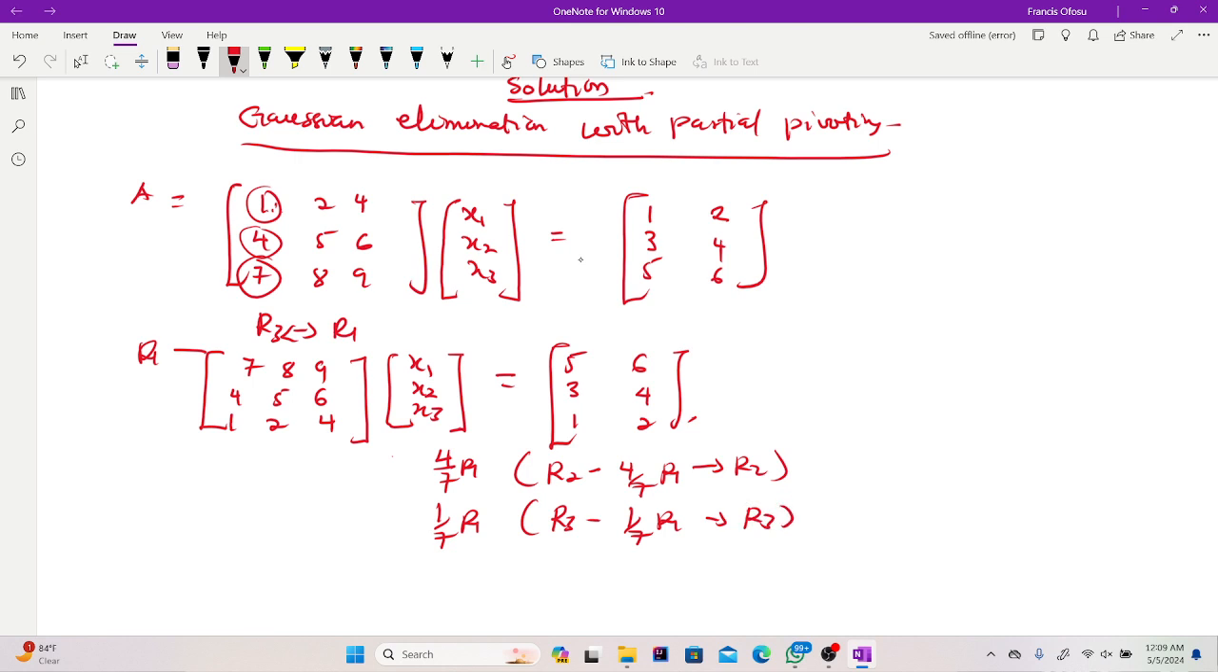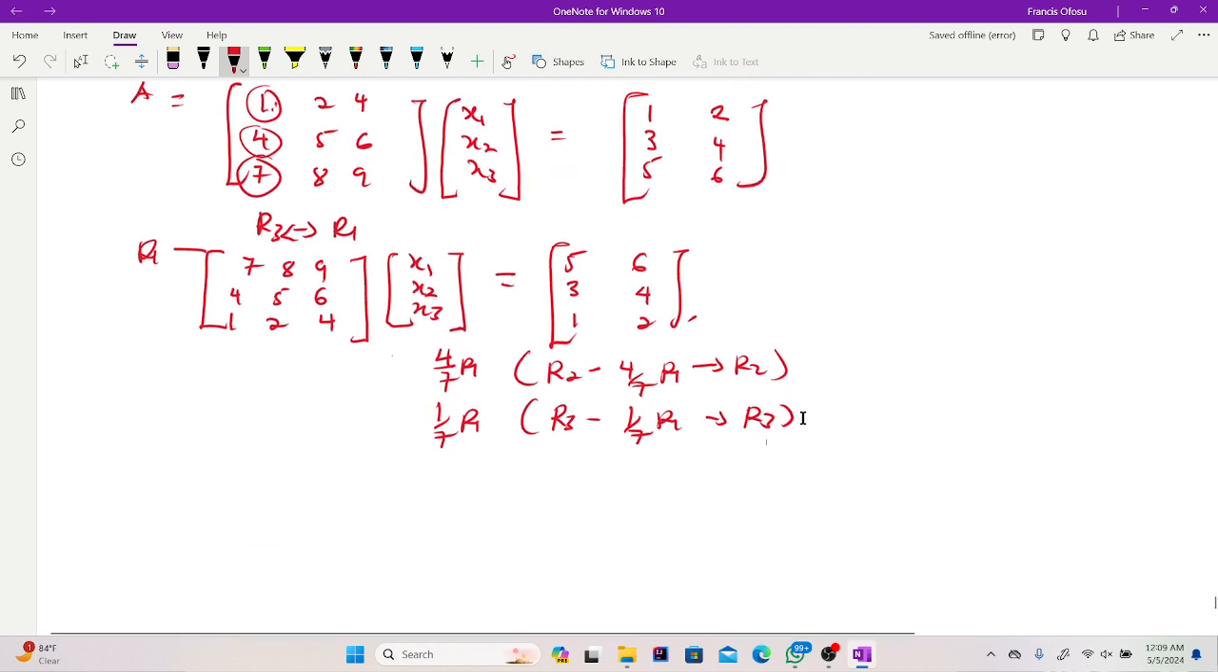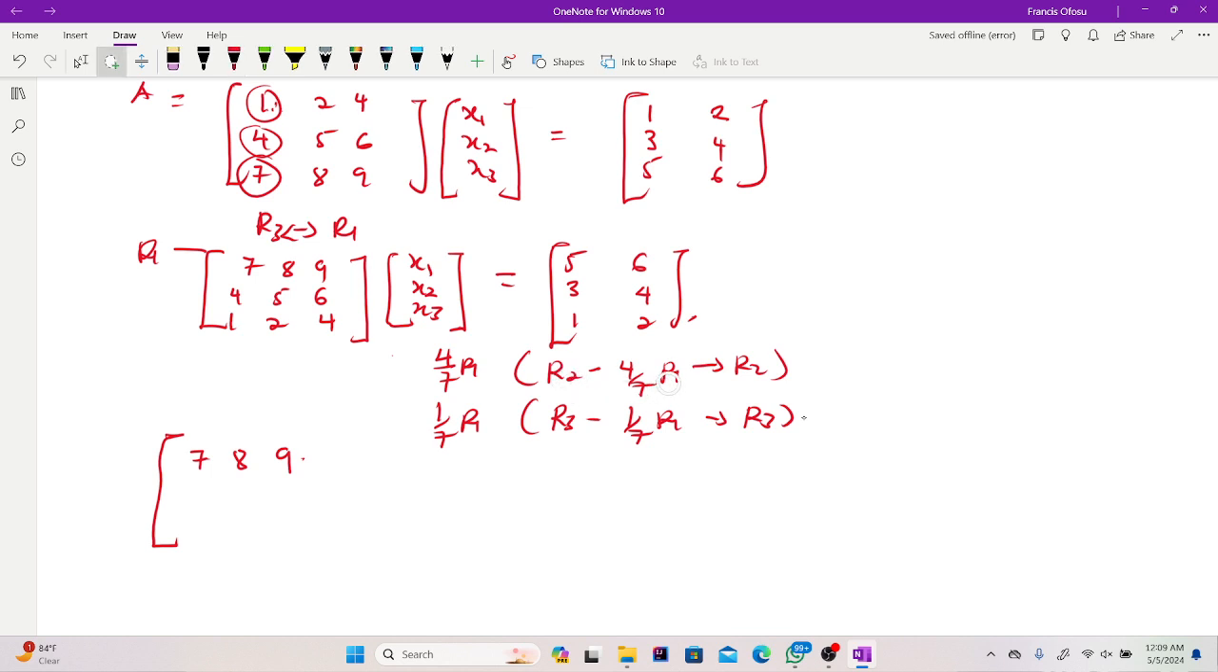With these two operations, I should be able to get my calculation right here. When I rewrite this, my first row is maintained: 7, 8, 9. Then for the second row, it's R2 minus 4 over 7 R1, so I have 4 minus 4 over 7 times 7, which is 0.